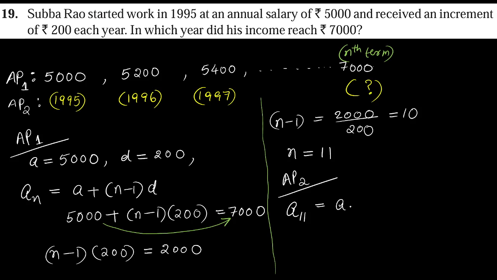So let me write the formula a plus (n minus 1) into d. I want the 11th term of the second AP. For the second AP, the first term is 1995.